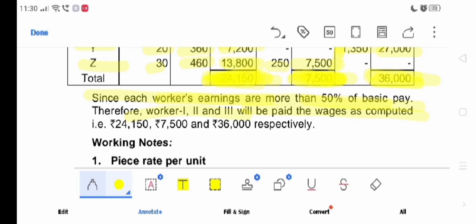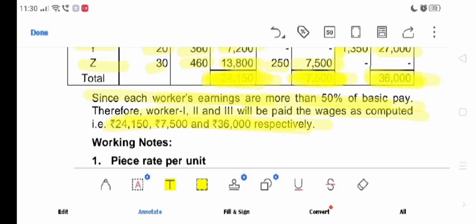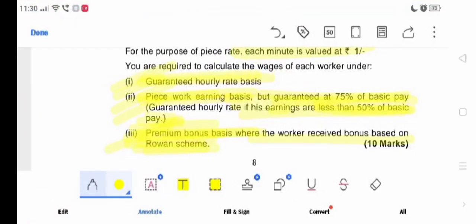See, 24,150 he'll get paid, and 7,500 and 36,000 only they'll get paid, because all the 3 are having earnings greater than their basic pay, right? So under piece rate also it's over. Now lastly, under Rowan scheme, what is the formula?